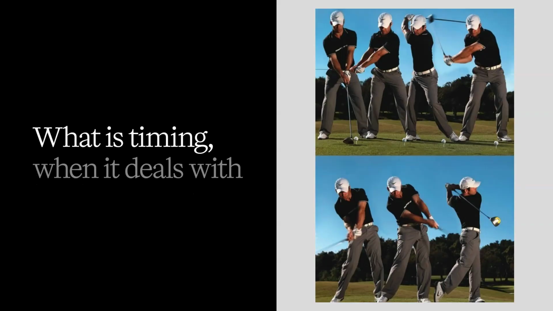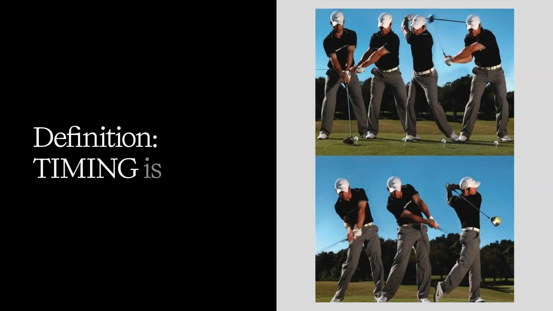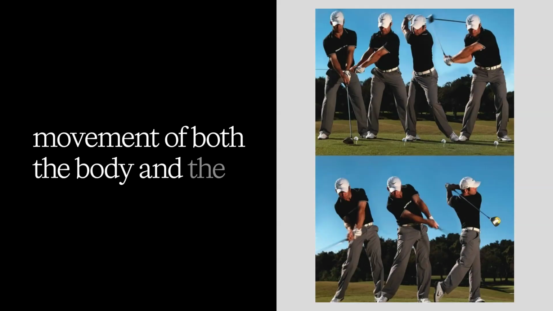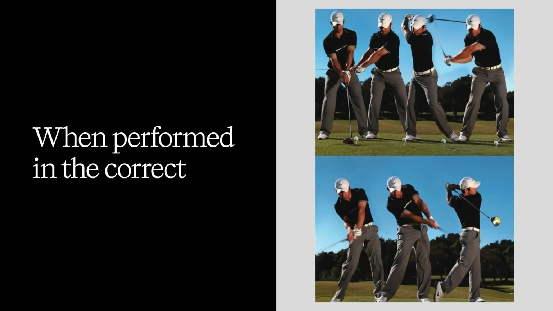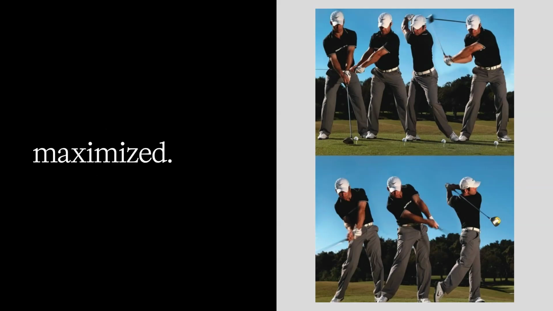What is timing when it deals with the golf swing? Definition: timing is the combined sequence of the movement of both the body and the club to produce an efficient result. When performed in the correct fashion, both the distance and direction of the shot are maximized.